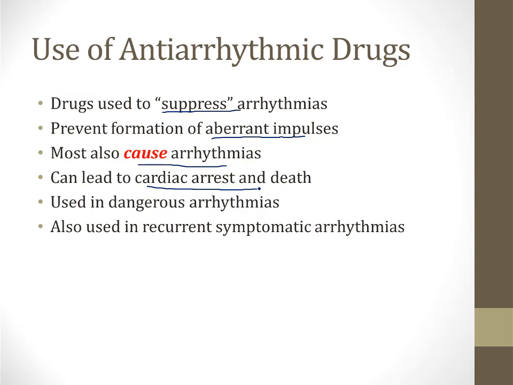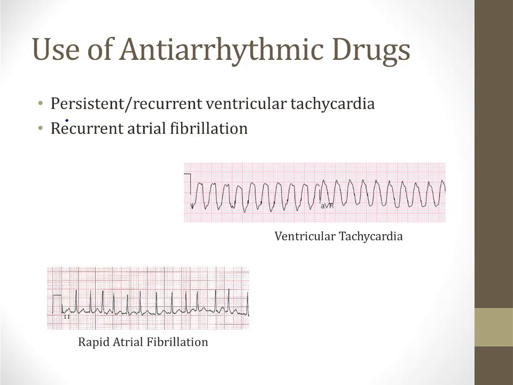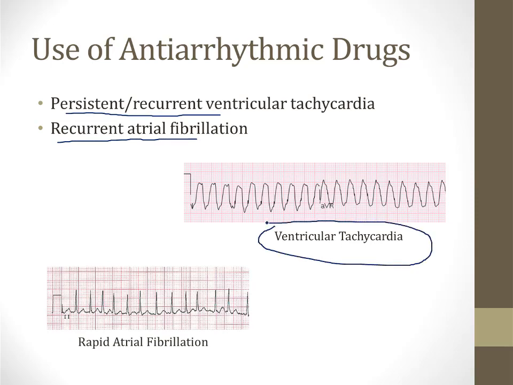We restrict their use in general to dangerous arrhythmias and also recurrent, highly symptomatic arrhythmias. Two situations where you will commonly see these drugs used are persistent recurrent ventricular tachycardia and recurrent atrial fibrillation. This shows an EKG strip of ventricular tachycardia. This is a life-threatening rhythm. It can degenerate into ventricular fibrillation and cardiac arrest. So patients who develop this arrhythmia are often placed on antiarrhythmic drugs to prevent ventricular tachycardia from occurring.